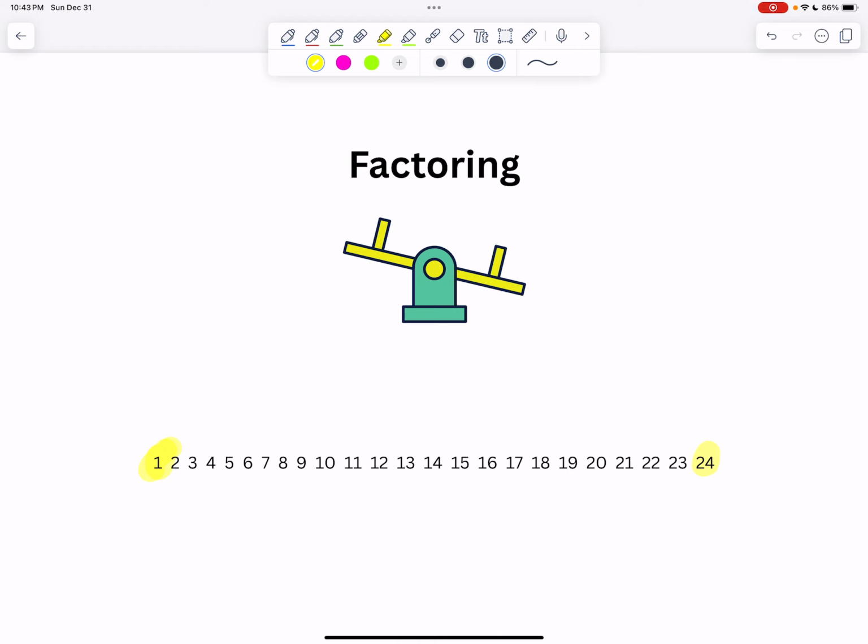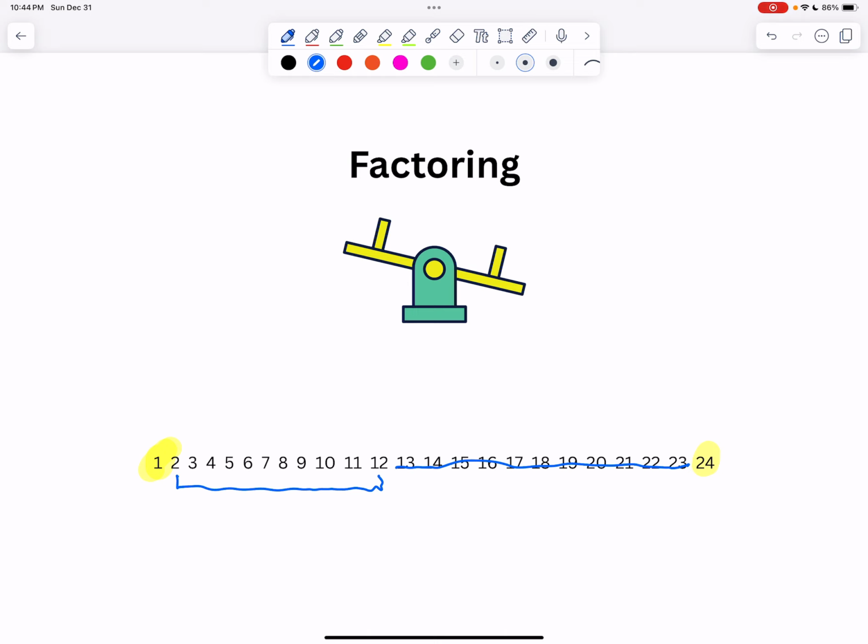But what other numbers can make 24? So let's start from the very bottom, and let's see 2. Does 2 go into 24? So 2 times 12 equals 24. If we know 2 times 12 is 24, this helps us a lot, because by the process of elimination, we can say anything above 12 will not be a factor. So we can cross out everything above 12, which makes life very easy because now you have half the numbers eliminated.